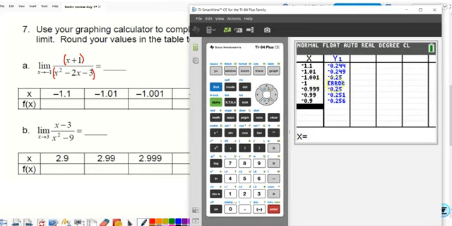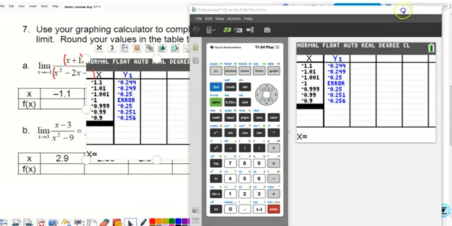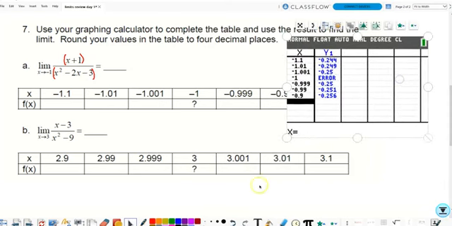So at -1, we cannot evaluate this expression. That's undefined. The calculator says error. And you're not turning in your calculator with your unit test, so you should copy these numbers onto your paper. I'm going to take a shortcut. Okay, so I've got my values here.